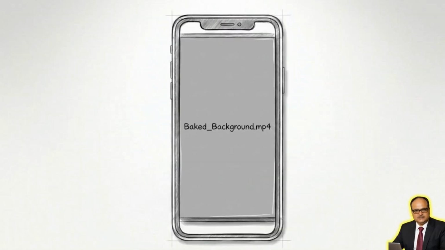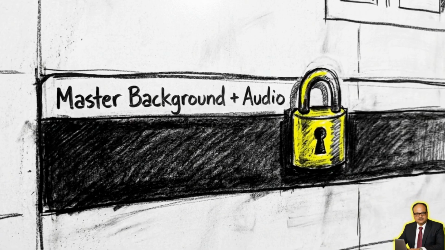Now hit undo to bring your visual elements back. Upload that newly baked MP4, set it as the new background for the slide, and delete all the fragile individual audio layers from the timeline. The sound is now safely locked into the background layer.